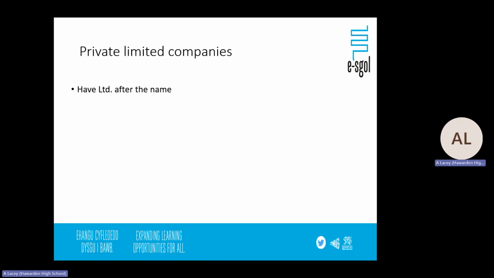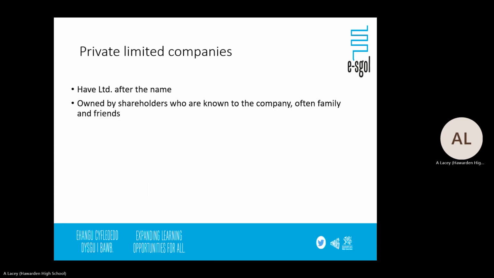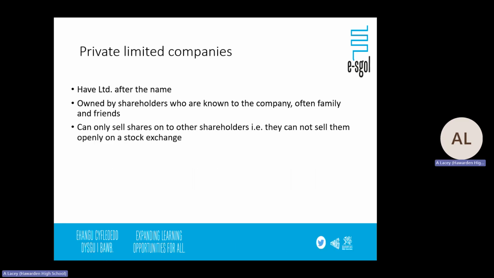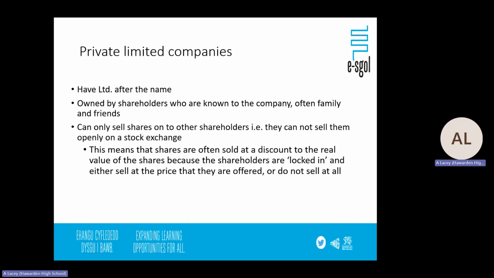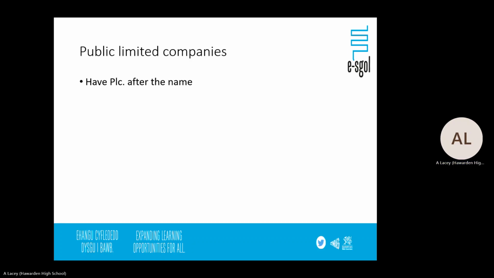Private limited companies have LTD after the name. So if you see a company name with those initials, that means they are a private limited company. They are owned by shareholders who are known to the company, often family and friends, and can only sell shares on to other shareholders, i.e. they cannot sell them openly on the stock exchange. This means that shares are often sold at a discount to their real value, because the shareholders are locked in and either sell at the price they are offered or do not sell at all.